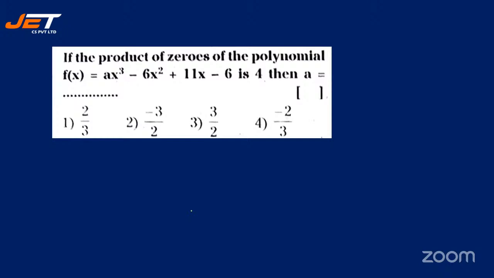If the product of zeros of the polynomial f of x is equal to ax cube minus 6x square plus 11x minus 6 is 4, then what is a? Okay. So if the product of zeros of the polynomial f of x is equal to ax cube minus 6x square plus 11x minus 6 is 4. The product. So you can quickly work out this and then give the answers.